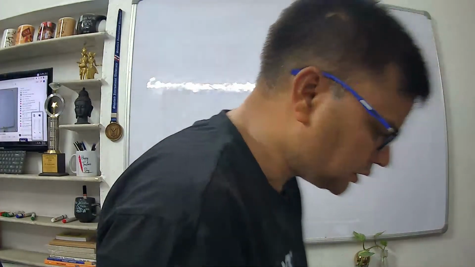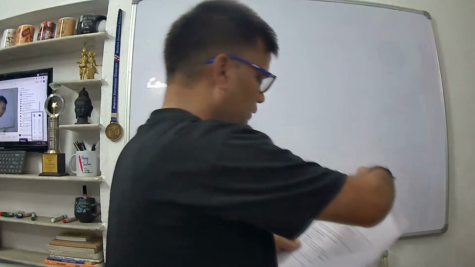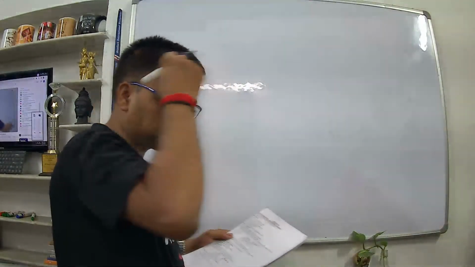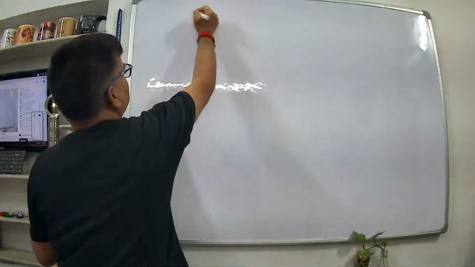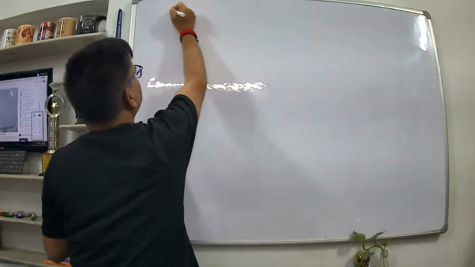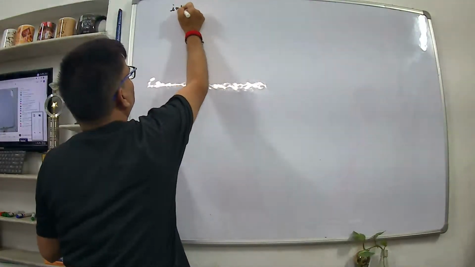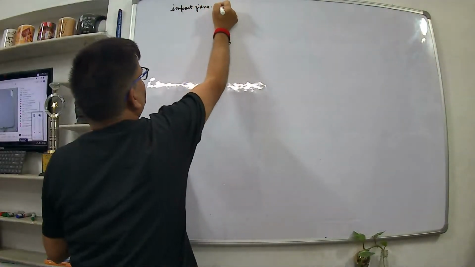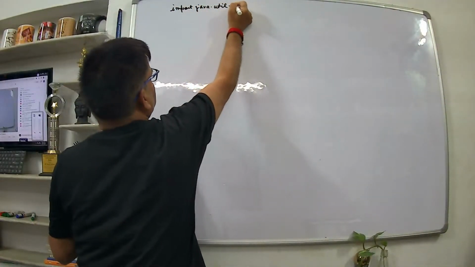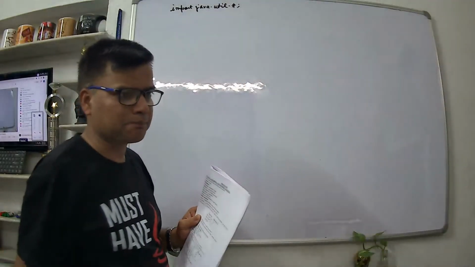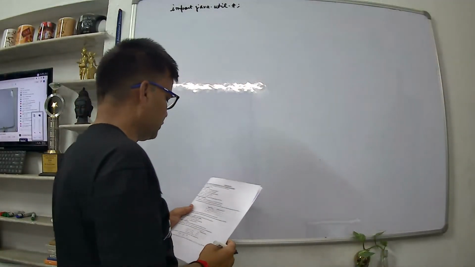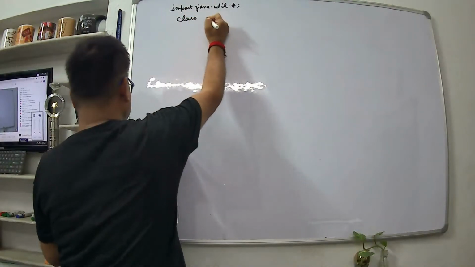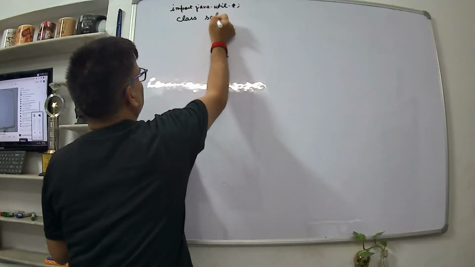The question says, define a class with the following specification. The class name is Sales. Since input has to be done, we'll call the package first. So I write import java.util.*; this is for calling the package. The class name is Sales, so I took class Sales.